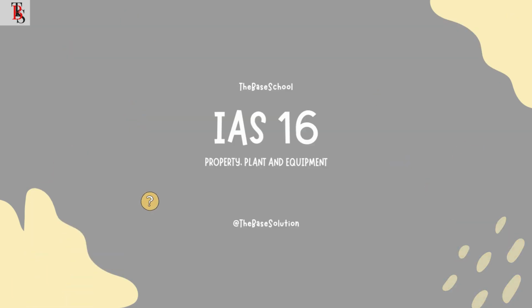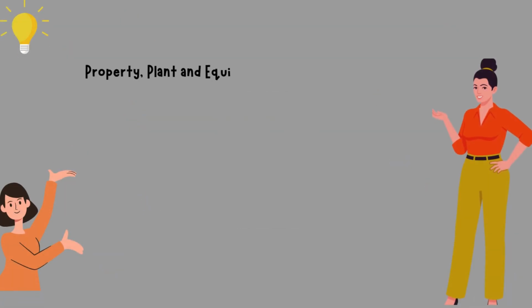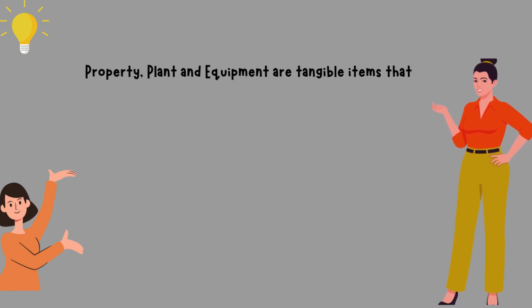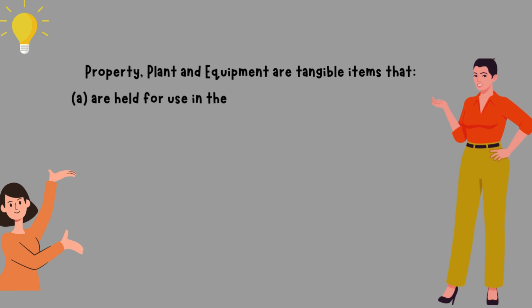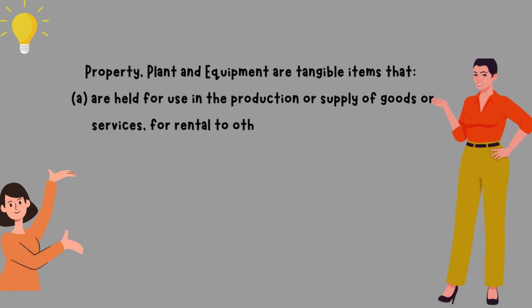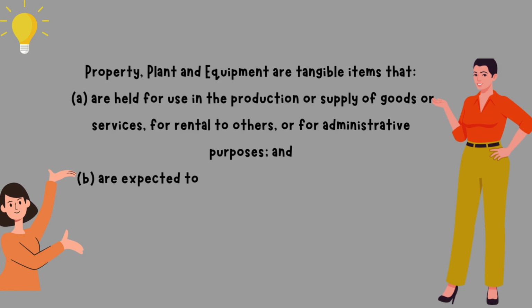Let's dive right in. Property, plant, and equipment are tangible items that A. Are held for use in the production or supply of goods or services, for rental to others, or for administrative purposes, and B. Are expected to be used during more than one period.